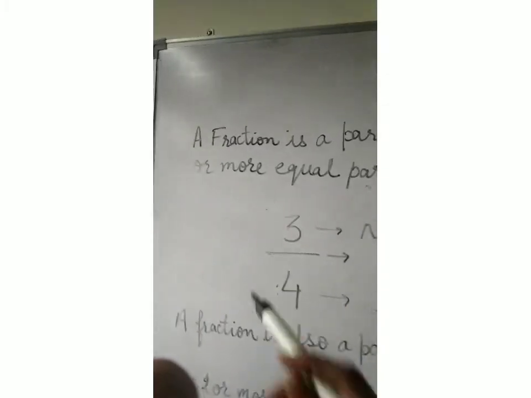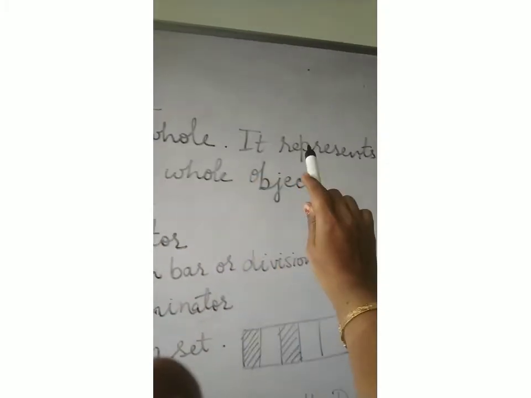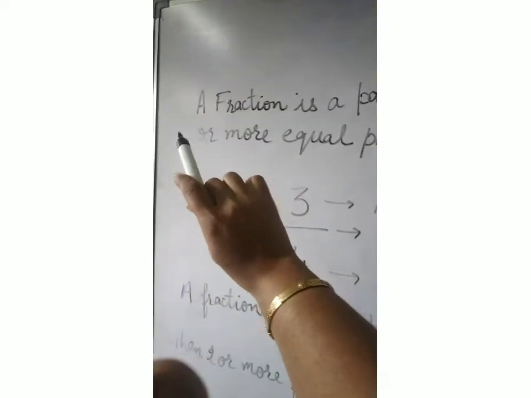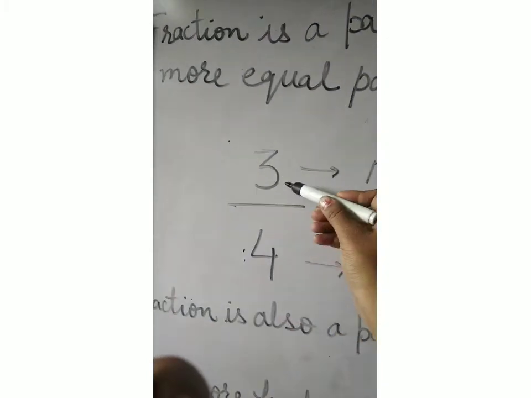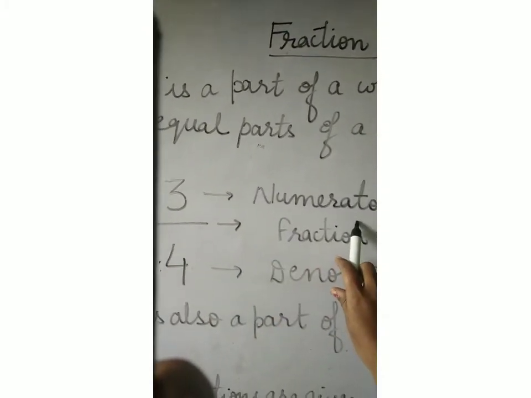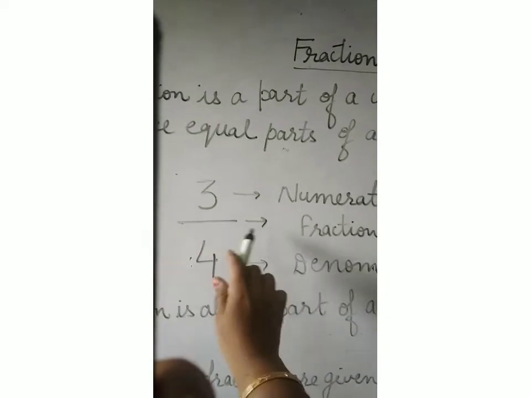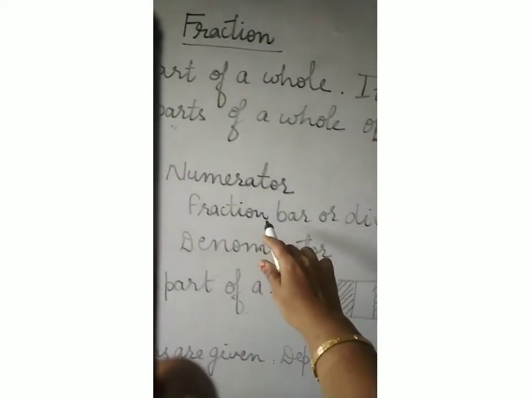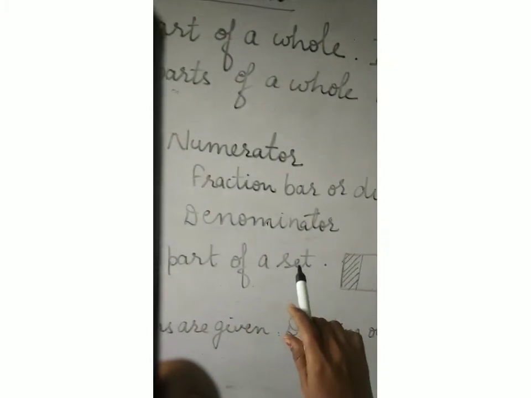What is a fraction? A fraction is a part of a whole and it represents one or more equal parts of a whole object. Okay? Like we will see an example, 3/4, where 3 is the numerator and 4 is the denominator. And this line of the fraction is called the fraction bar or division bar. Okay? A fraction is also a part of a set.